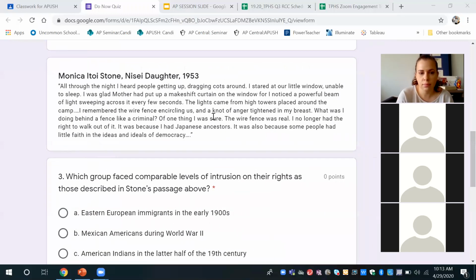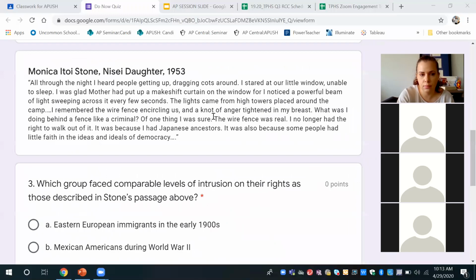All right. So the passage says, I remember the wire fence encircling us and all that, and it says it was because I had Japanese ancestors. And if I remember correctly, we learned about Japanese internment camps where they were forced, basically like the Holocaust, just because they were Japanese. So I picked that. Beautiful.